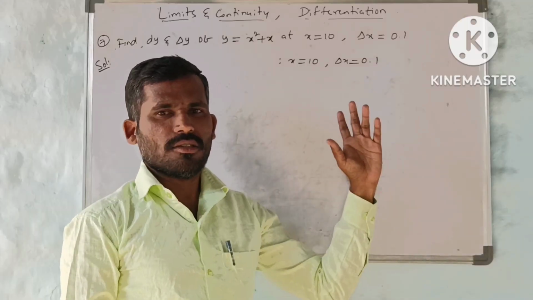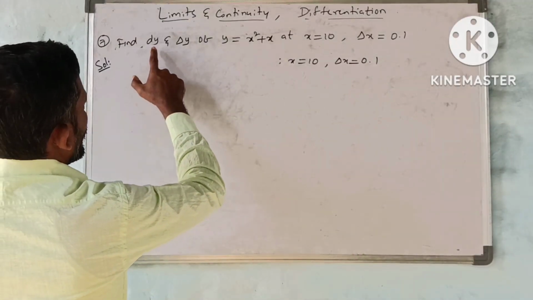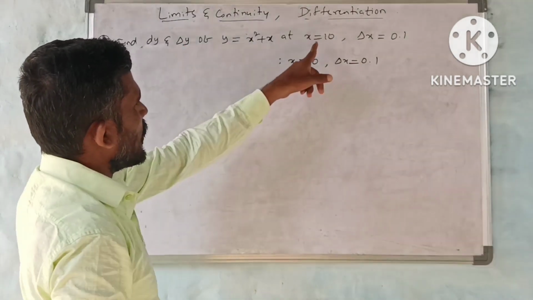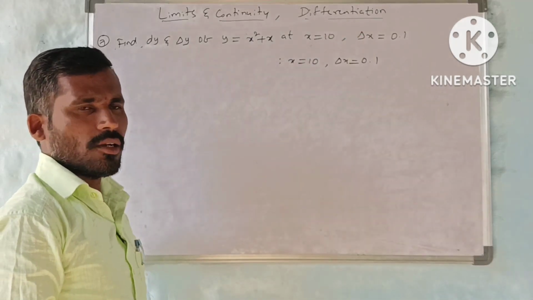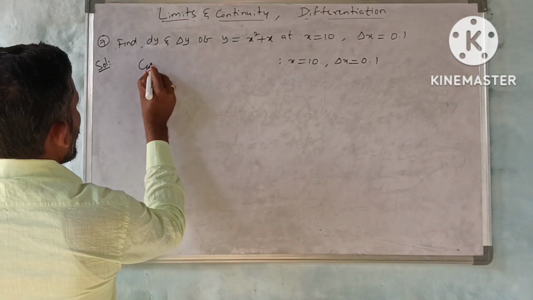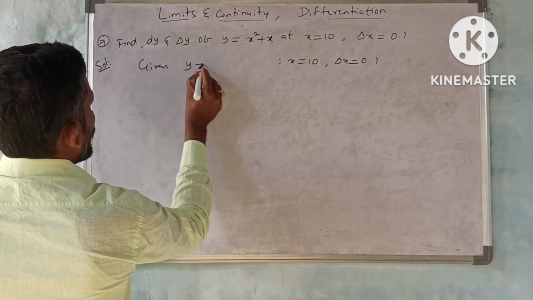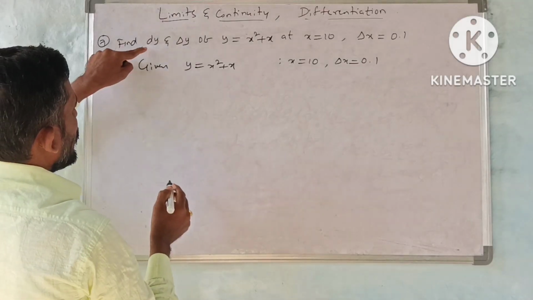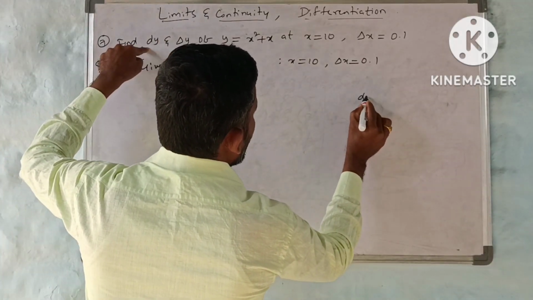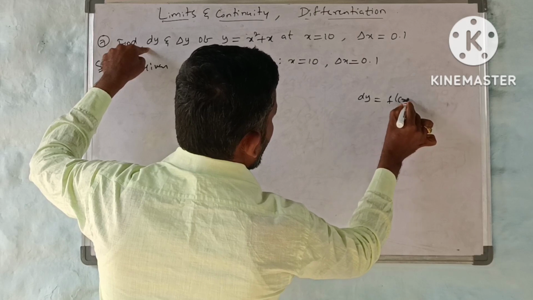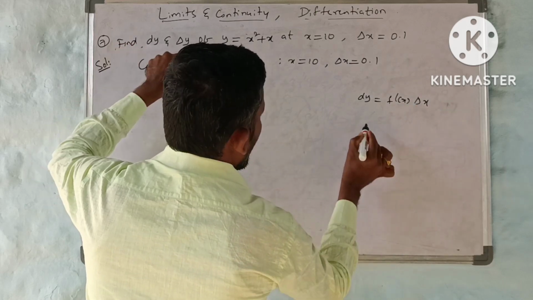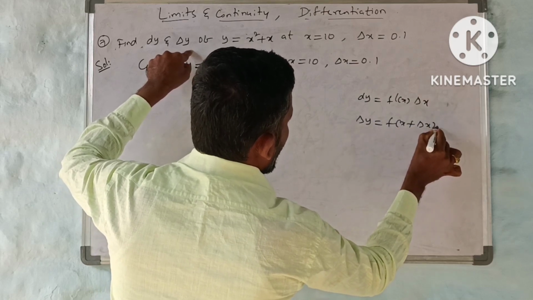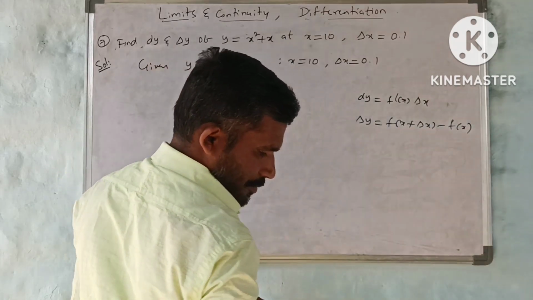Take this. Next, seventh one. Find dy and delta y if y is equal to x square plus x at x equal to 10, delta x equal to 0.1. So first I am taking the given function, y equals x square plus x. What is asked? dy. So dy in principle is f dash x delta x, and delta y in principle is f of x plus delta x minus f of x.